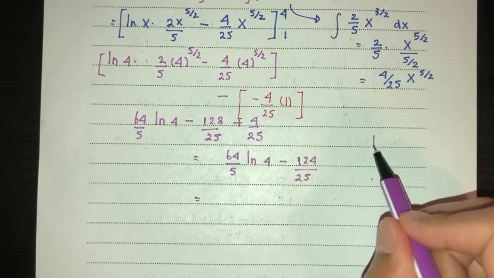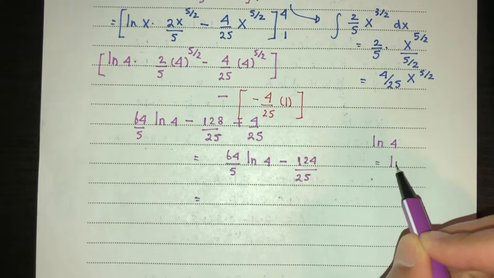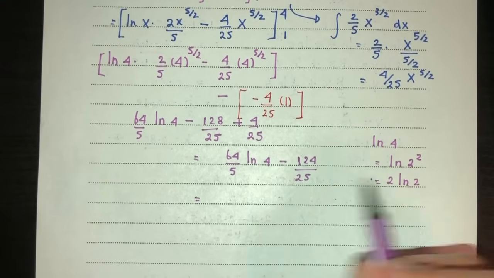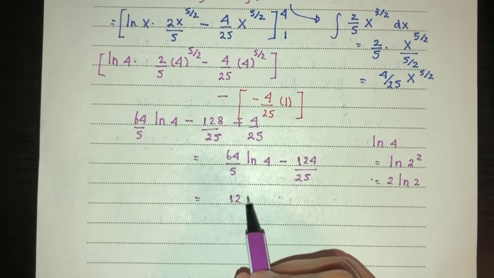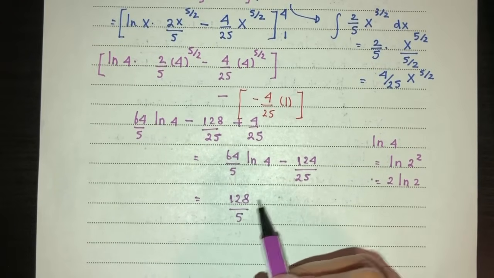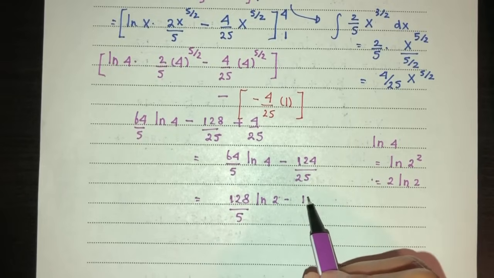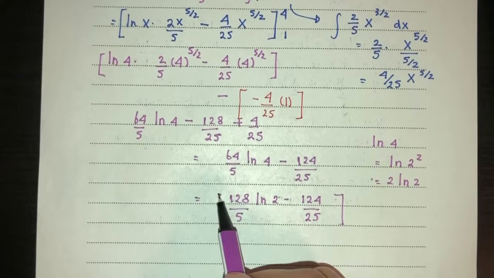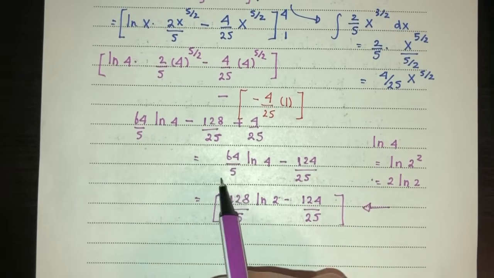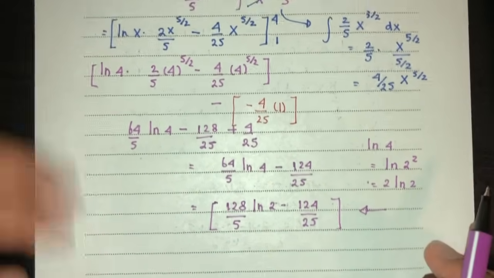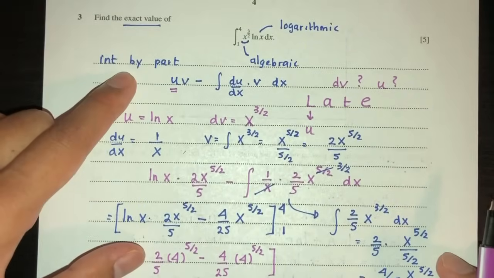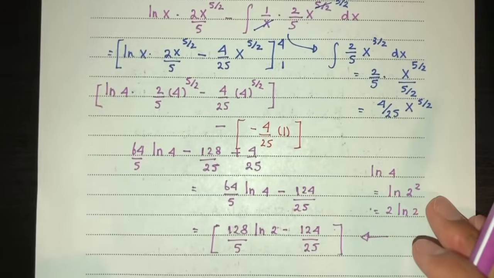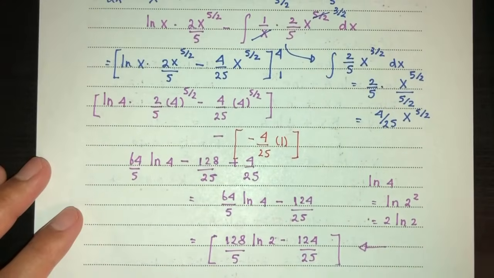So what is ln 4? ln 4 is equal to ln 2 to the power 2, which is 2 ln 2. So 2 times 64, you will have 128 over 5 ln 2 minus 124 over 25. So this will be your exact value of this integration, but you can stop right here if you want to. And this one is integration by parts. You have to choose the right u and the right dv to find this value. This will be question number 3.